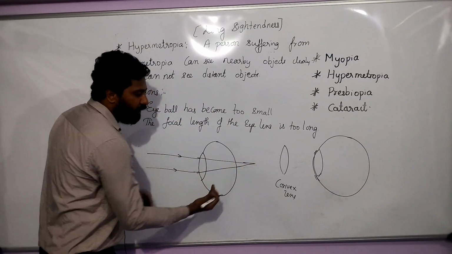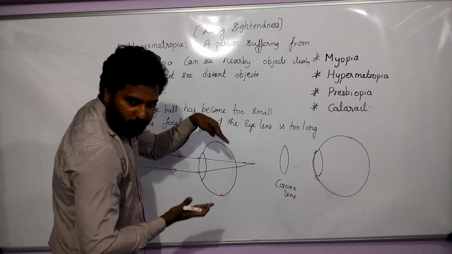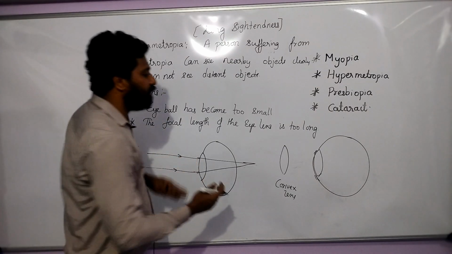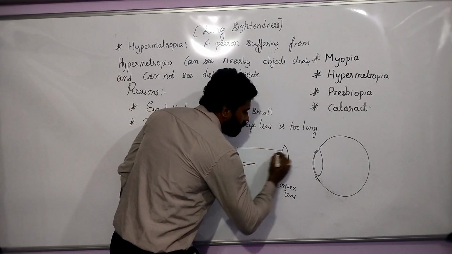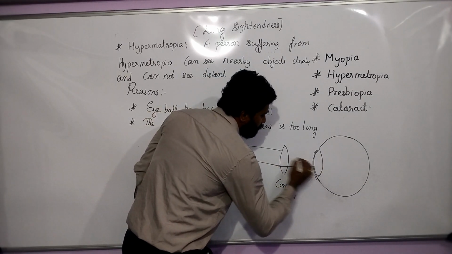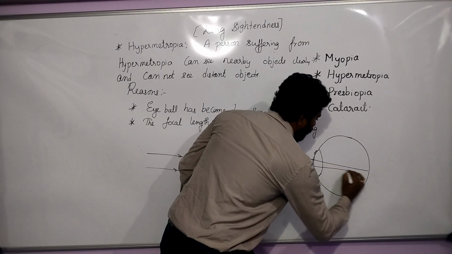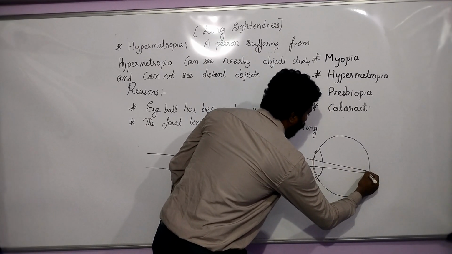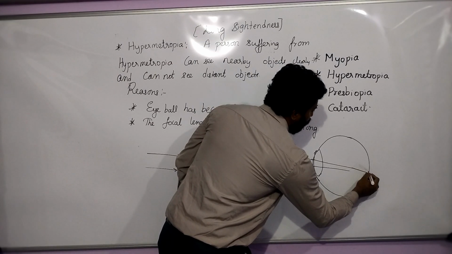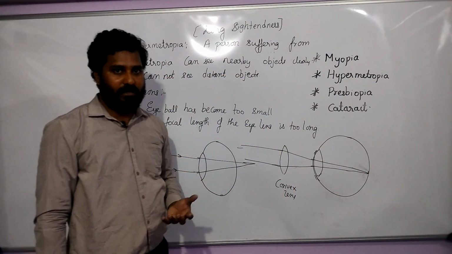To form it on the retina, I need to converge the light rays. To converge the light rays, I have to use a converging lens. That converging lens is nothing but a convex lens. When the light rays fall on the convex lens, it converges the light rays a little bit. When it converges the light rays, these convergent light rays will form the image on the retina. So when it forms on the retina, we can see the distant objects very clearly.